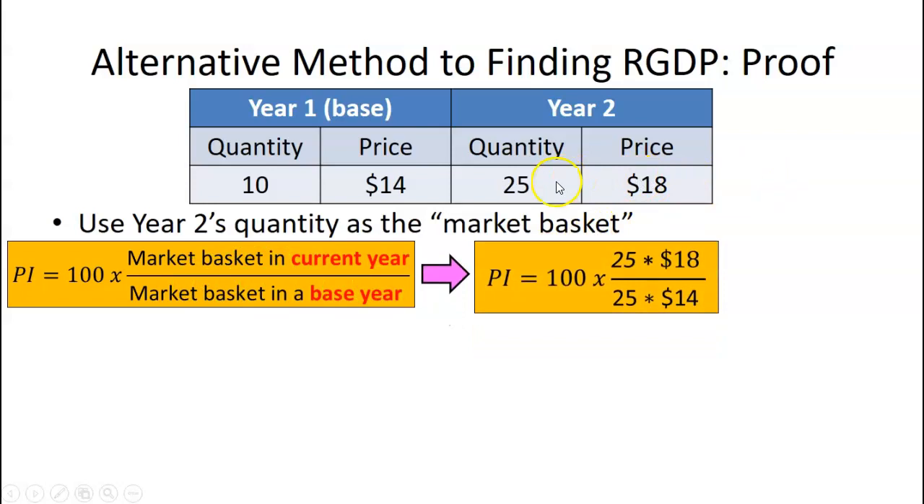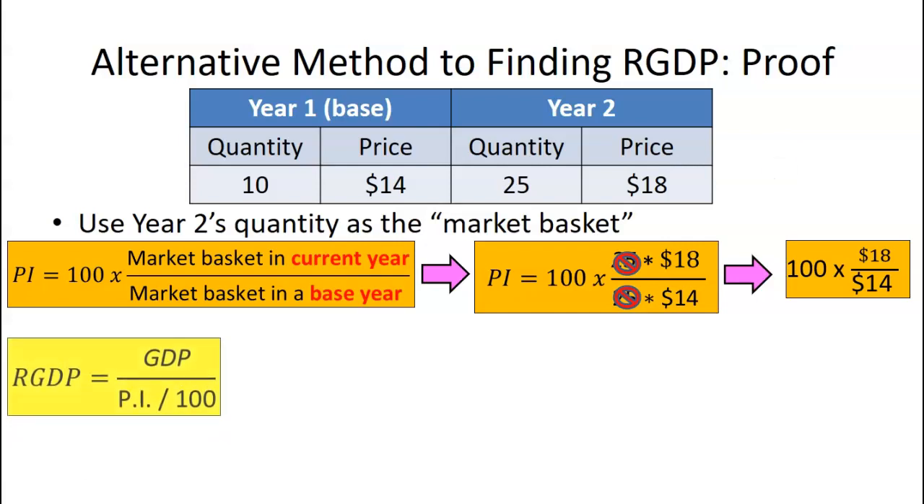So if I use my market basket of 25 units, because I just need it to be a common number, because the price index identifies the price differences. So I'd have this equation over here. Now mathematically, those 25s cancel each other out. So essentially we're down to 100 times 18 divided by 14. Okay. Equals your price index.